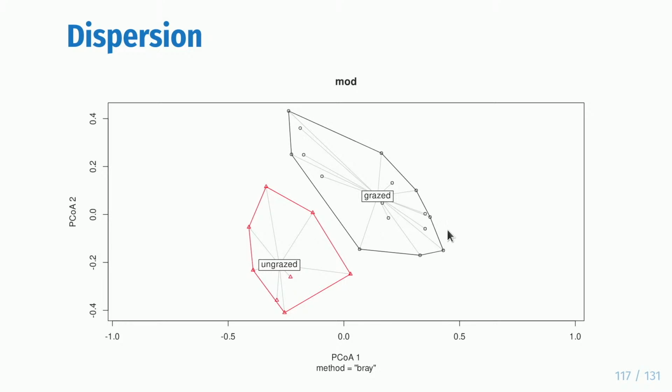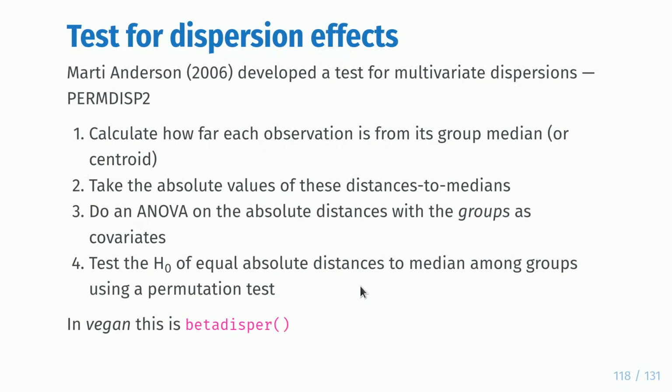Now what Marti Anderson was doing it for initially was to say, well, these sites here are more diverse because they're more spread out in terms of their species composition, say, than these sites. But this idea that she had, actually she had 2 papers in 2006, the one I'm showing here is from her Biometrics paper, which actually explains the test itself, all right? And then we test the null hypothesis that there are equal absolute distances to medians among groups.